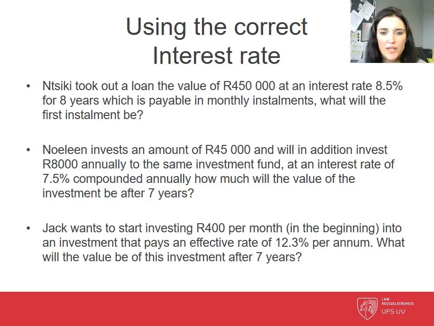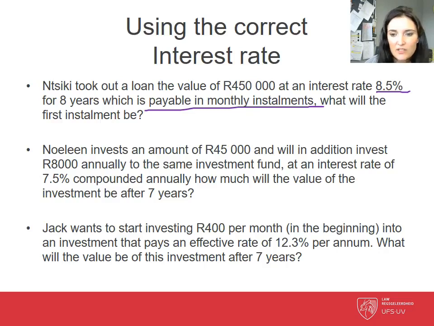What is important when you approach a question is to first look at what they are saying in terms of the interest rate, and then look at what type of payments are being made and what the periods are relating to that payment. In the first example, Insiki took out a loan with a value of 450,000 Rand at an interest rate of 8.5% for 8 years, which is payable in monthly installments. They don't mention anything compounded, so you assume it's annually.